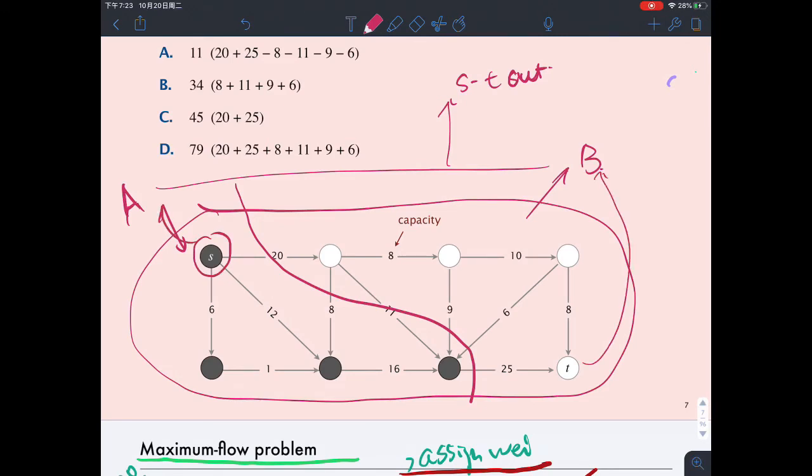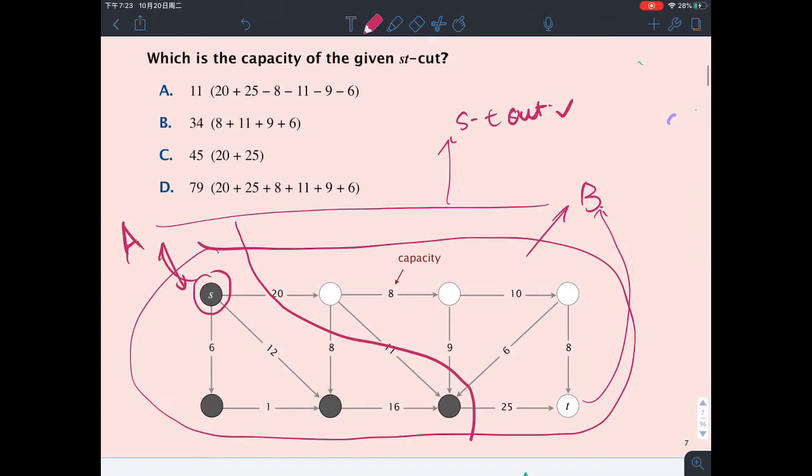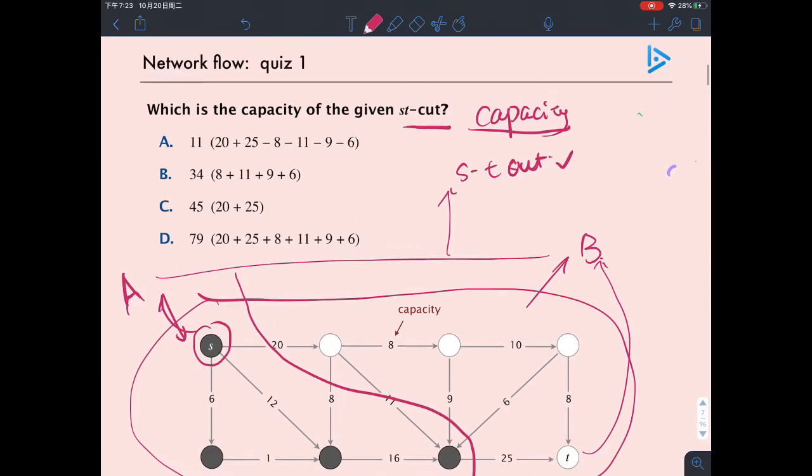In order to verify that, it's pretty straightforward, right? We know that S belongs to A and T belongs to B. So we make sure that S and T do not belong to the same partition of the graph. So this is an ST cut, right? Let's say that this is straightforward.